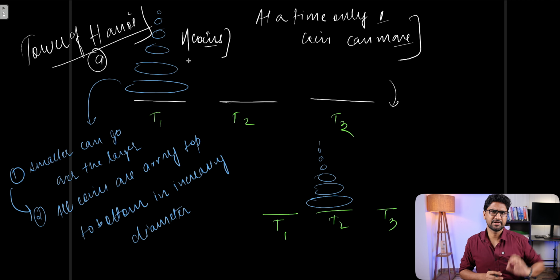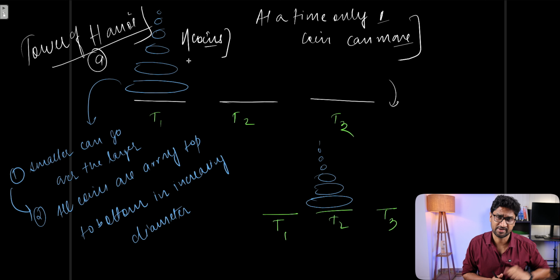The coins are kept in ascending order. It's a rule that only a smaller coin can sit over a bigger coin and not vice versa. You cannot put a bigger coin over a smaller coin. And the second rule is that at a time you can only move one coin.